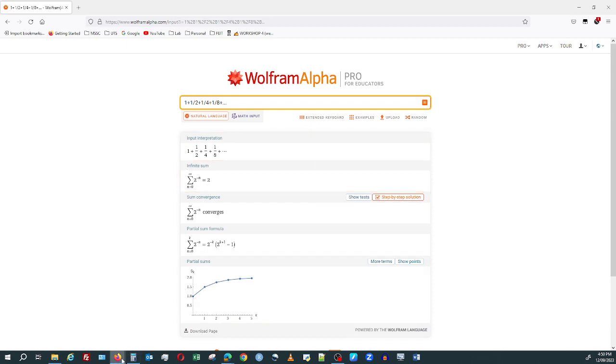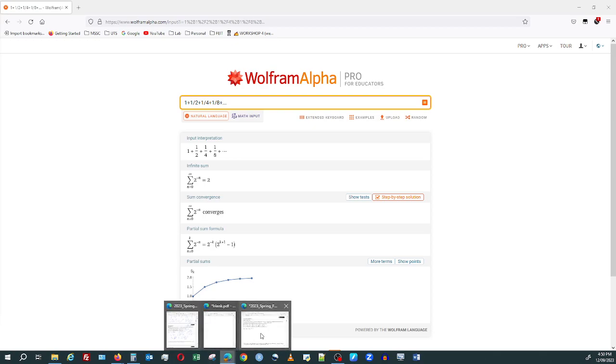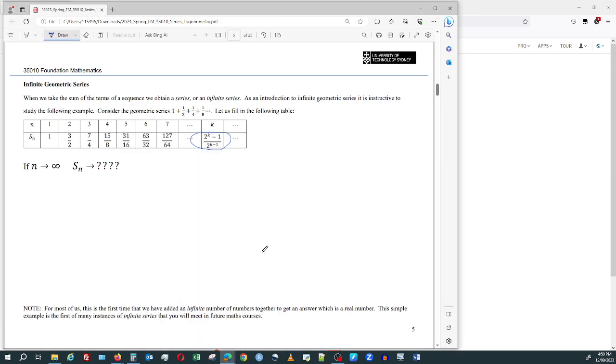So we just need to be mindful of that. 2 to the n equals 0, 2 to the minus n. So we'll go and have a look at that. So this one here can be expressed as the sum of n equals 0 to infinity of 1 over 2 to the n. Okay, that's the sum.